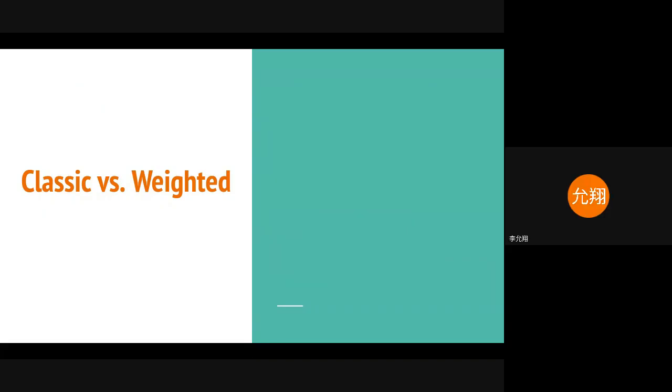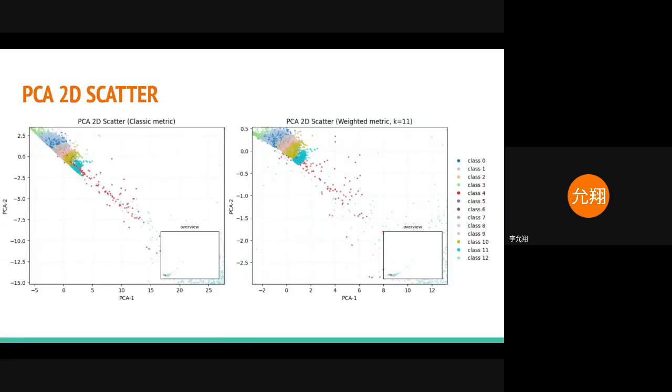Okay, now I'm going to talk about classic KNN versus weighted KNN. This is the PCA 2D scatter, and this slide projects all samples into 2D PCA to visualize class distribution. I have used two visualization tweaks. The first one is downsampling, to keep the figure readable, because there are too many dots. The second one is robust axes limits, from the 1st to 99th percentile, plus a lower right overview inset to show the global spread.